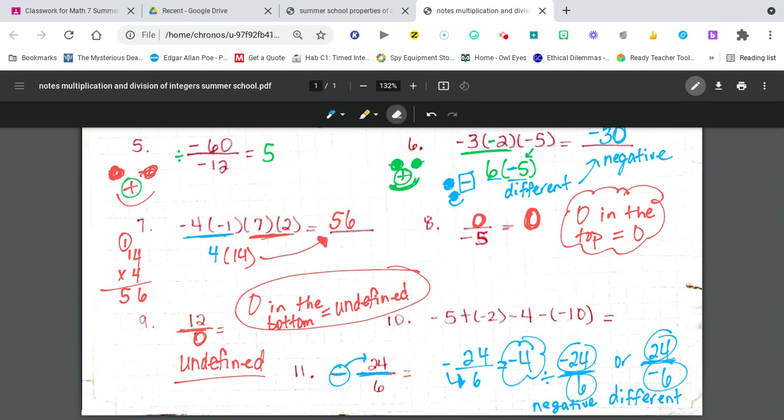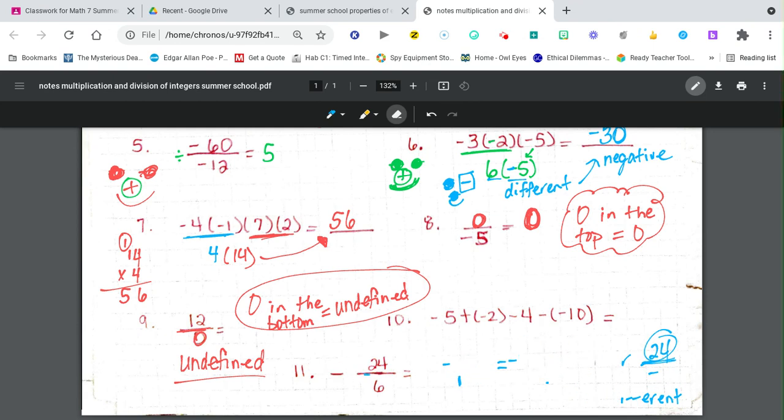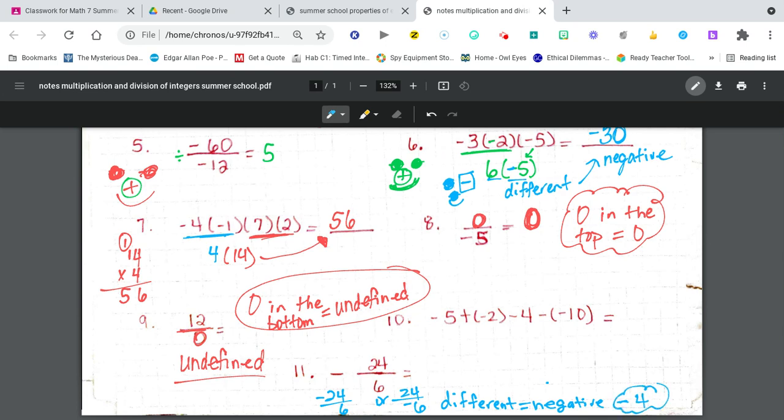So I'm going to rewrite this so it looks a little better. To me, that's a little too crowded, and then I don't have room to do 10 because I skipped 10. I go back to it. All right, so I could have written this as negative 24 over 6 or 24 over negative 6. Either way, the signs are different, so we end up with some negative. So when you divide 24 by 6, you get 4. So we know it's negative 4. Or you could just use the smiley face.